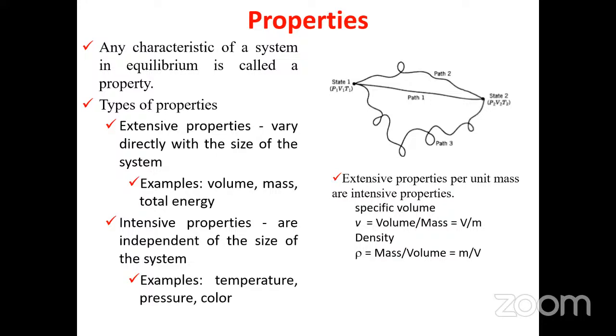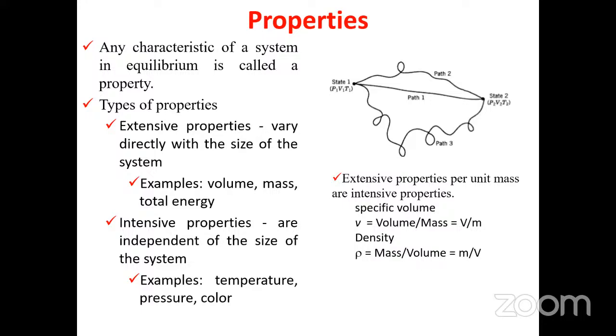Why are they extensive properties? Extensive properties vary directly with the size of the system. Volume has something to do with the size. Mass has something to do with the size. Total energy also has to do with the size. So this is why these are examples of extensive properties.